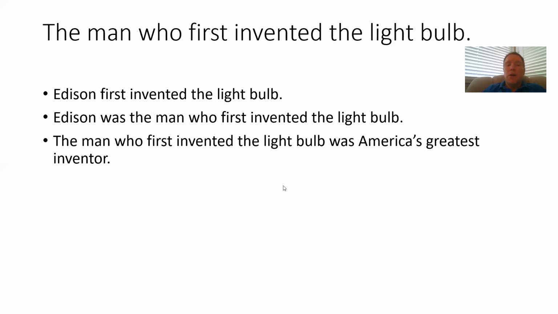Now, some of these are a little different. Not all dependent clauses are exactly the same. It gets a little complicated. We don't need to worry about everything, but I'll just show you some examples. Edison first invented the light bulb. Edison was the man who first invented the light bulb. Here, the dependent clause is connected that way. The man who first invented the light bulb was America's greatest inventor. So notice the who, in this case, can come in the middle of the sentence. It can come basically at the end or at the middle. It can't come at the very beginning. It wouldn't make any sense.